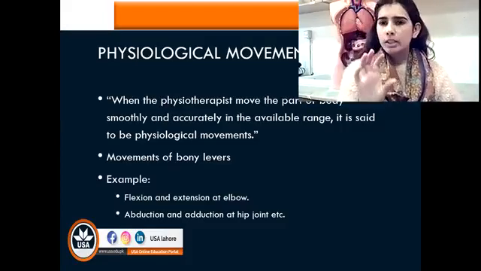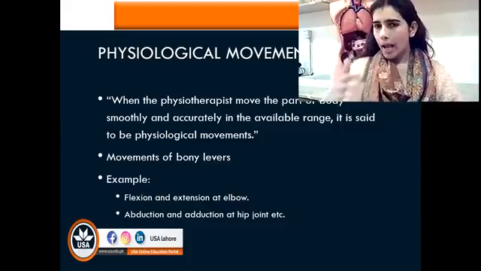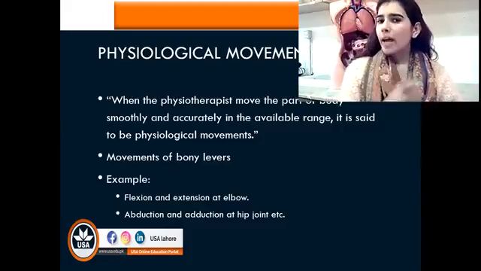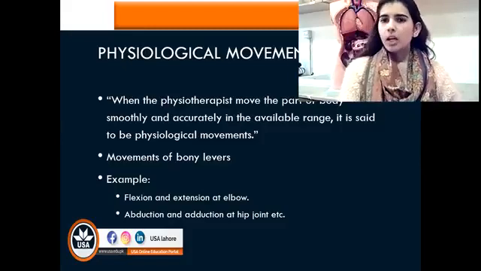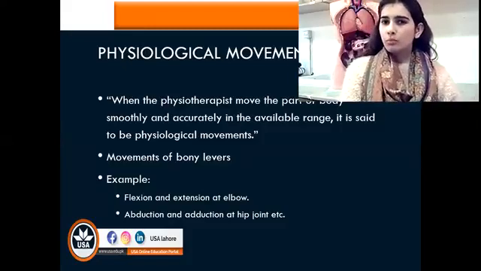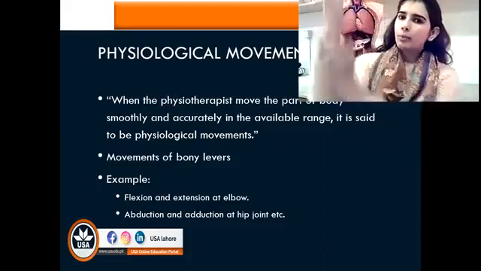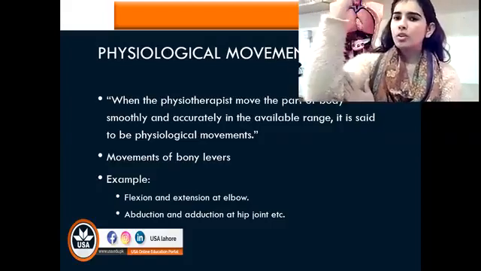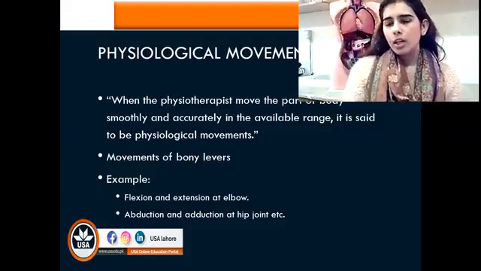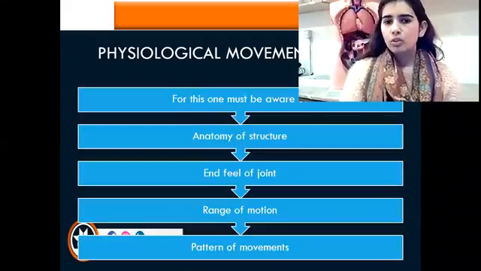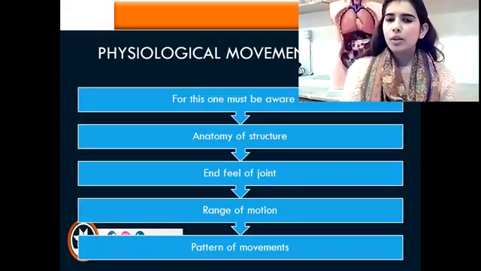All these movements are physiological, and the patient can also perform them actively when normal, or with the other normal limb. When the therapist performs these movements, they are known as physiological movements. Here the movement of the body levers comes in, where the part of the body moves over a joint in the form of a lever. So these are normal physiological movements.